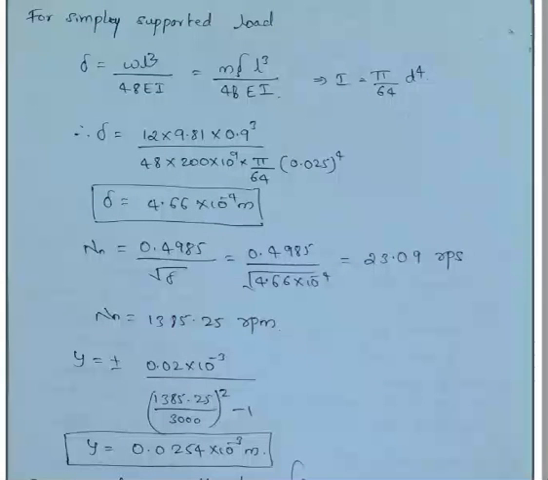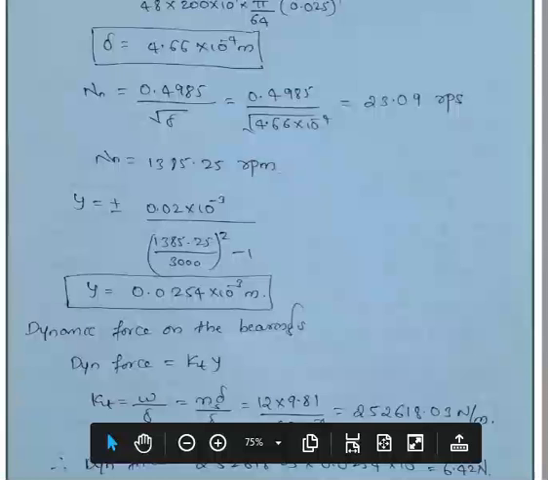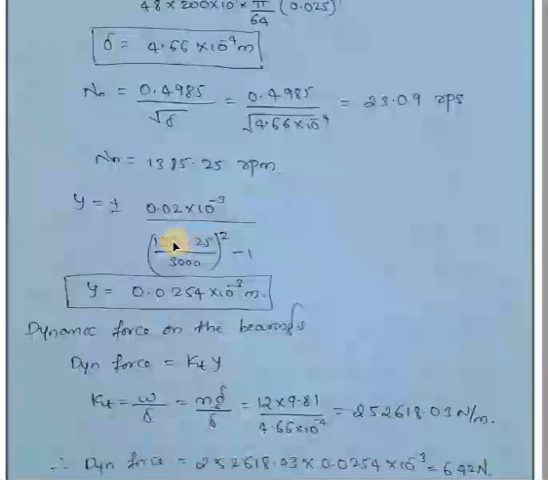Substituting all these values in delta, you will get the static deflection as 4.66 into 10 raised to minus 4 meter. And we have critical speed equal to 0.4985 divided by root of static deflection. Substituting that, you will get the speed as 23.09 rps. Remember that with this equation you will get the speed in terms of rps only, that is revolutions per second. Now if you convert this into rpm, it will become 1385.25 rpm. So we have the equation y equal to plus or minus 0.02 into 10 raised to minus 3 divided by (Nn by N) whole square minus 1. If you substitute that, you will get y as 0.0254 into 10 raised to minus 3 meter.